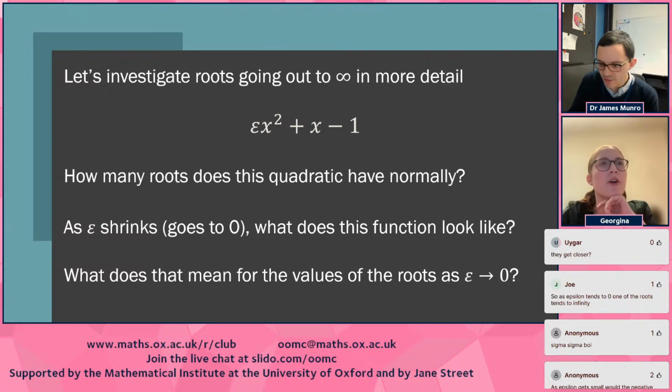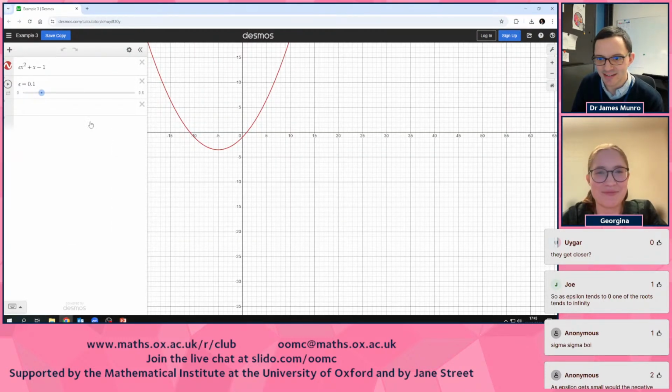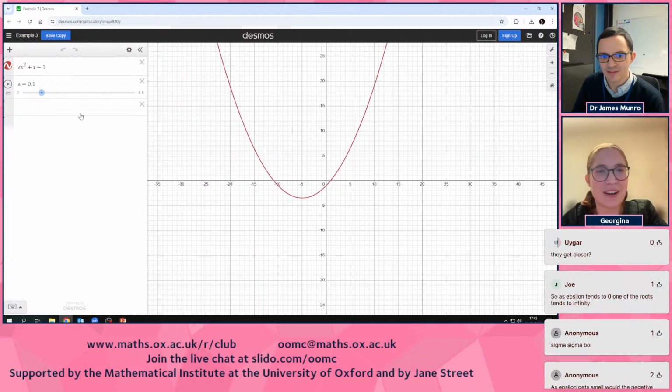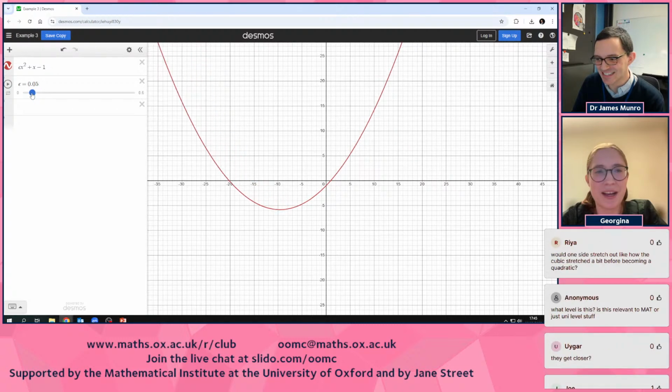James, if you pull up another Desmos plot, this would be example 3. Let's see if my computer can do it. Is it a big Desmos or a normal sized one? Oh, it's fine. This is just going to let me change the title. This is the baby one. Baby one, right? Yeah. Okay. Here's the graph. So yeah, our graph, and then we're just going to make epsilon small. It's cutting off Georgina's audio as it does this.